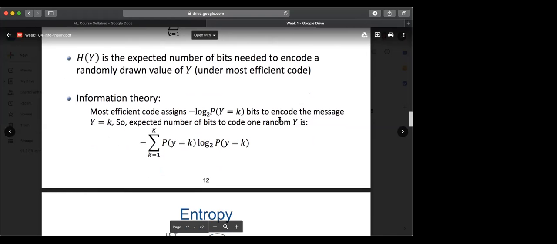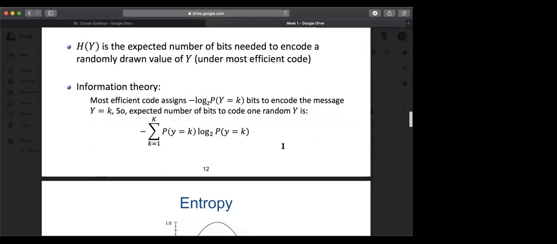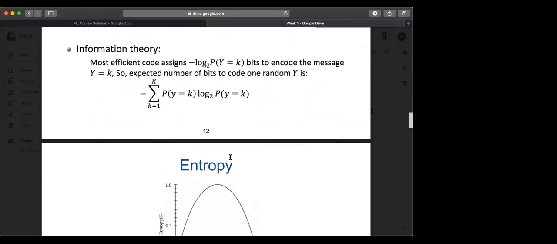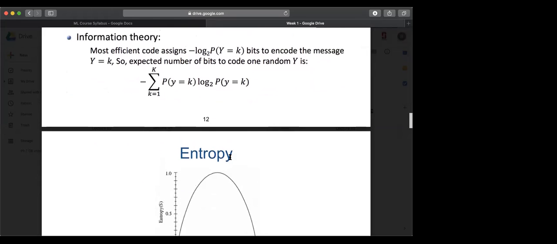Okay. So the most efficient code assigns negative log base 2. So you're always subtracting entropy from your individual probabilities. And the examples really make a lot of sense. We'll look at the examples down below. It helps make this concept of entropy a lot more concrete, in the balance between entropy and actual information.